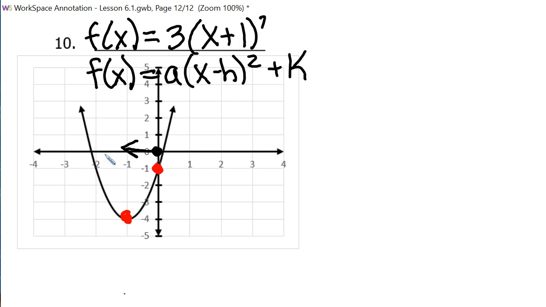And then it moved down how many? 4. So what do I have to have at the back? Minus 4.